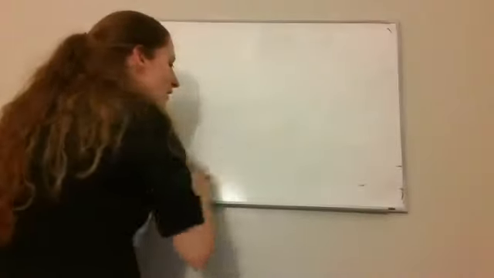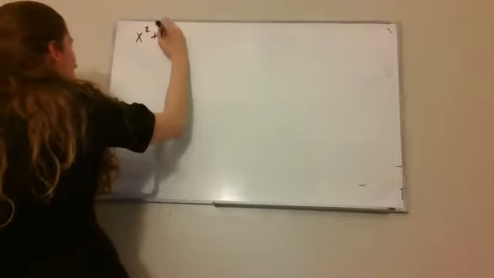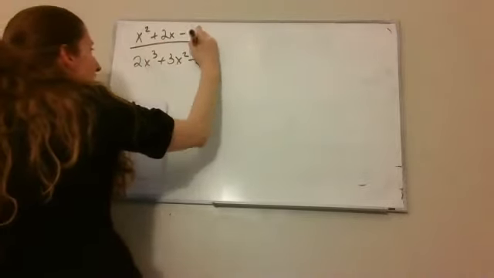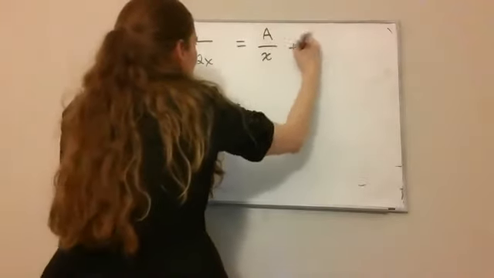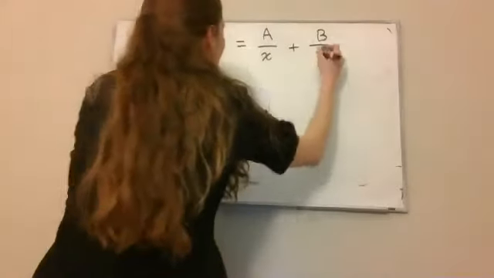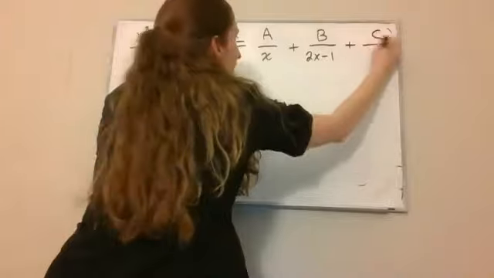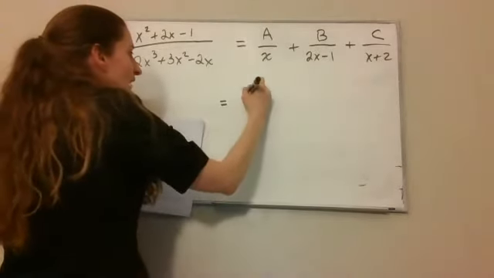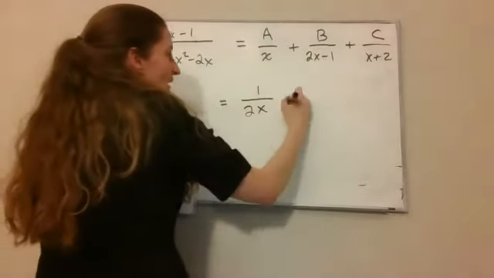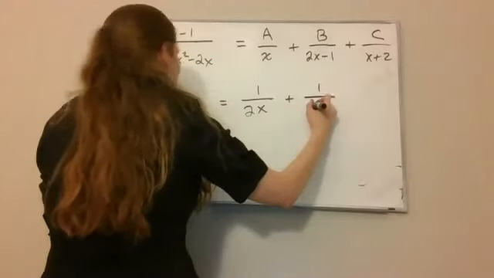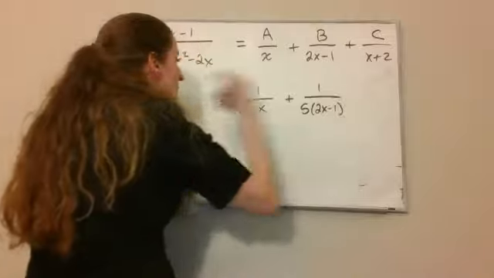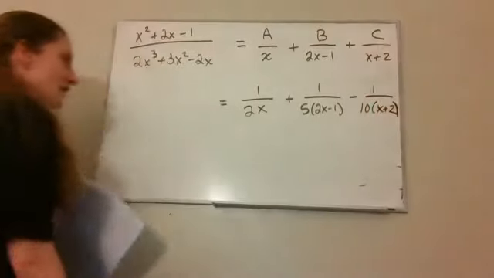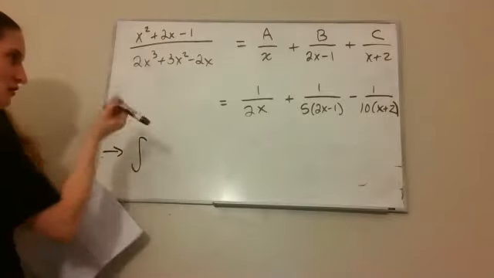So remember what our rational function looked like. We had x squared plus 2x minus 1 over 2x to the third plus 3x squared minus 2x. And we said this was going to be a over x plus b over 2x minus 1 plus c over x plus 2. And we just found a, b, and c. A was 1/2, so I could write this as 1 over 2x. My b was 1/5, 1 over 5 times 2x minus 1. And my c was -1/10, so that's 1 over 10 times x plus 2. And this means that my integral can now be written using this expansion.